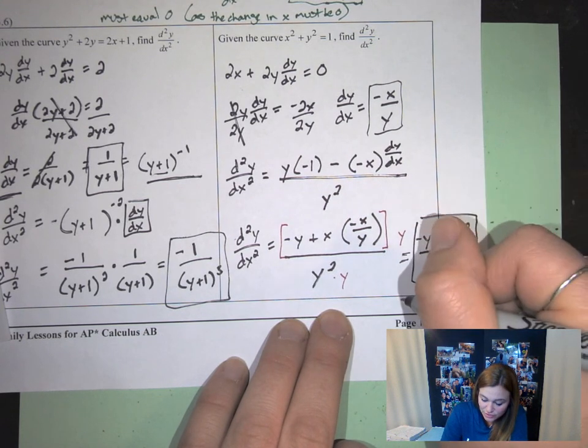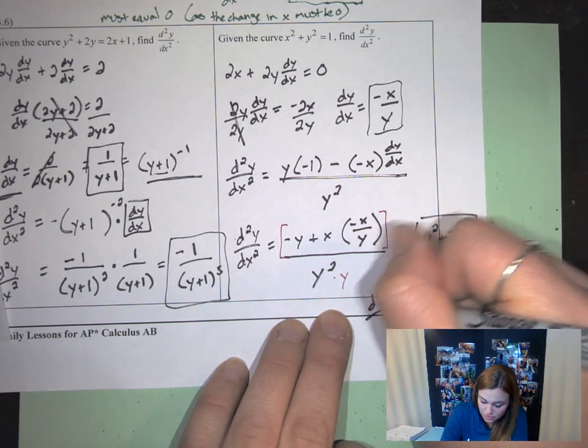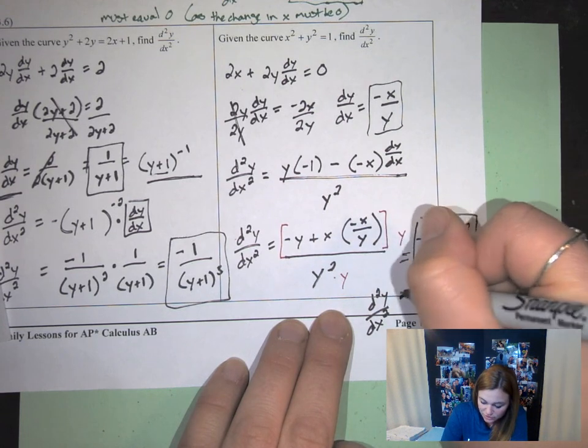This is the second derivative. I can even put equals, I don't even need an arrow.